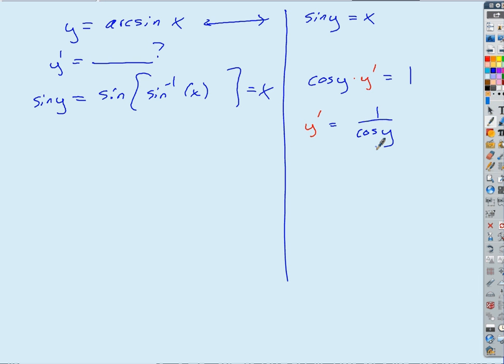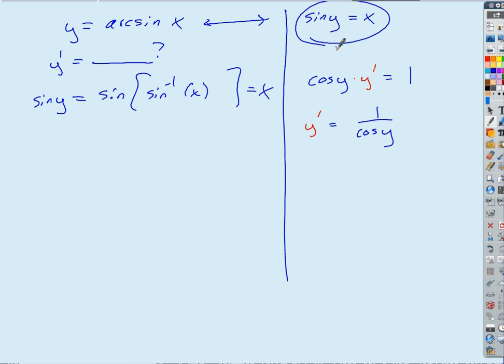Okay, that's not a very good answer though, right? We want our answer in terms of x, don't we? Because our original function was an arc sine of x. So this is going to be probably good review. How do we take this original relationship, either here or here? It's probably easier to think about it here.